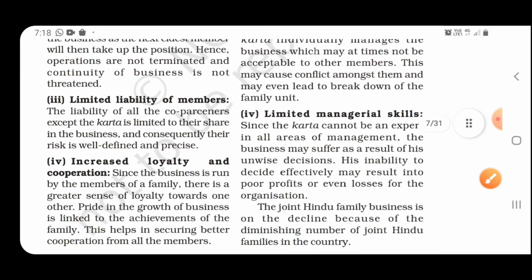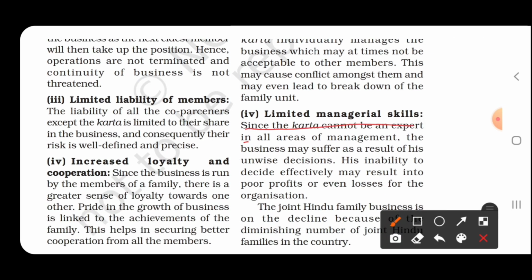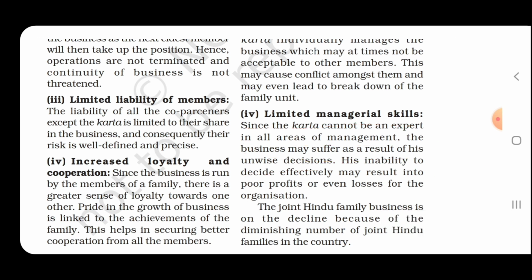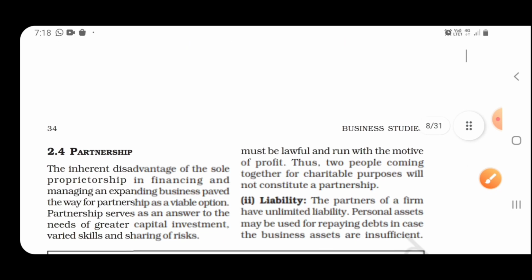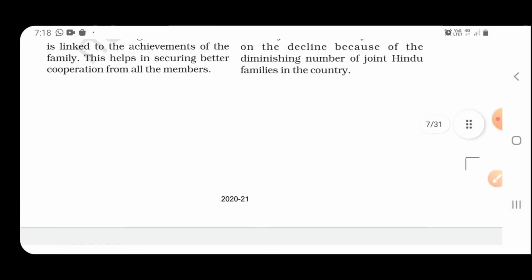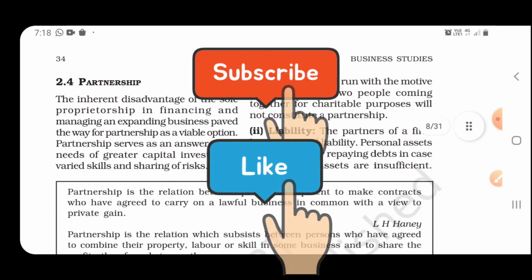Next is limited managerial skill. Since the karta cannot be an expert in all the areas of management, the business may suffer as a result of unwise decisions. That is, he is making all the decisions, so there can be areas where he is not that expert in the field of management, so the decision may not be correct. So when such decisions are taken which are not correct, it can lead to problems inside a business organization. So these are the limitations and advantages of joint Hindu family.